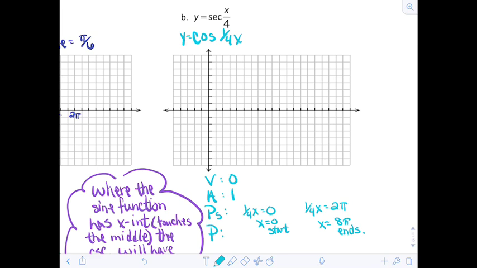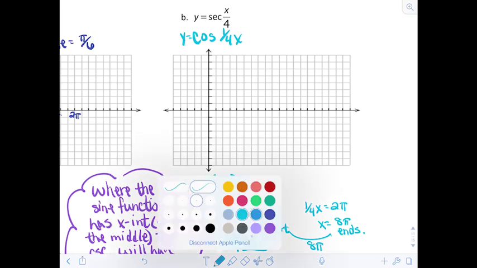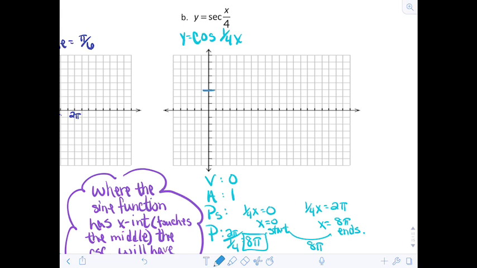Okay, so my period then is 8 pi from 0 to 8 pi, and the formula would be 2 pi over 1/4, or b, and that of course is 2 pi times 4, which is 8 pi, would be my period, so that confirms it. Okay, since I am going to draw the secant graph using cosine, I am going to go up here and mark a 1, and down here and mark a -1. And now I'm going to create my box. The midline will still be at 0, 0. The amplitude is still 1.